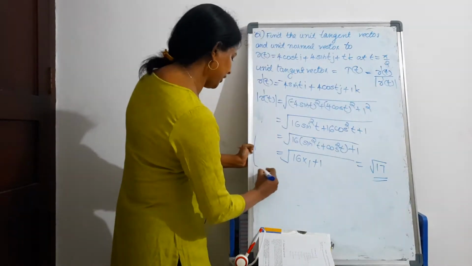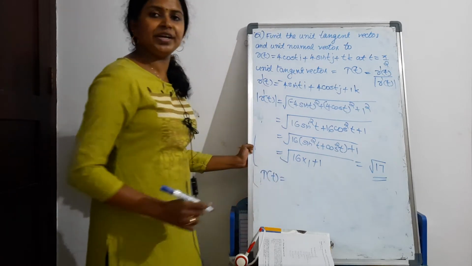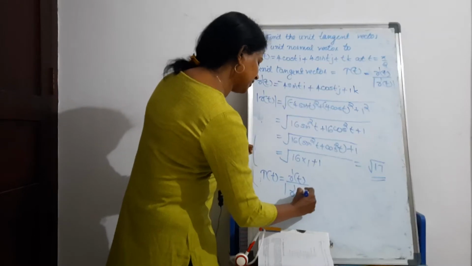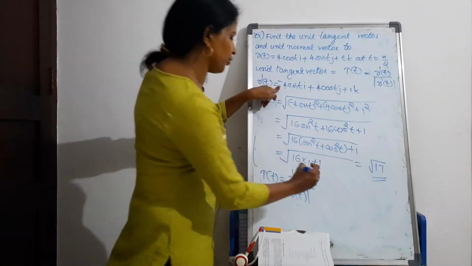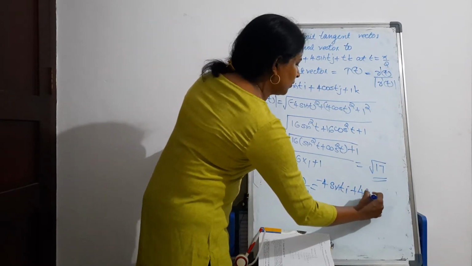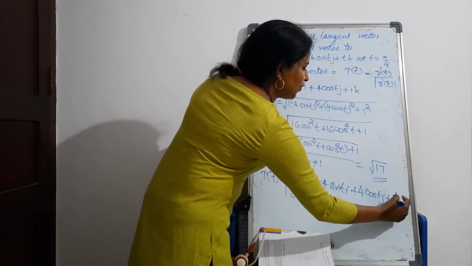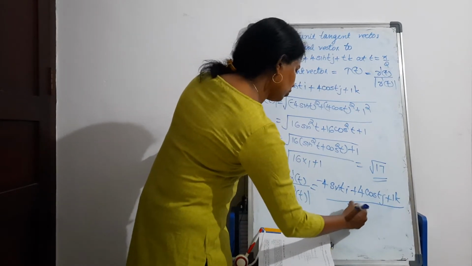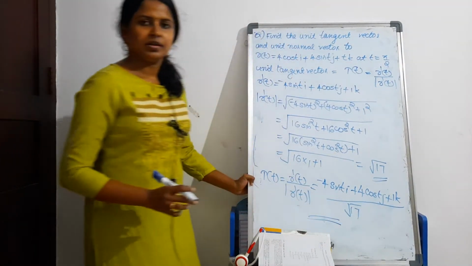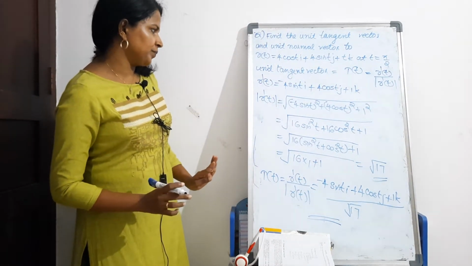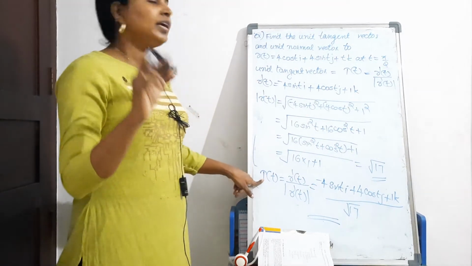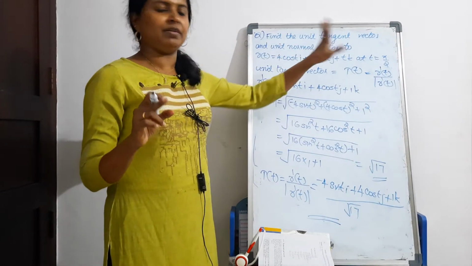Then T of t is equal to r dash t by mod r dash t. Here r dash t is minus 4 sin t i plus 4 cos t j plus 1 k, divided by root 17. This is T of t. This is the first value, the unit tangent vector.